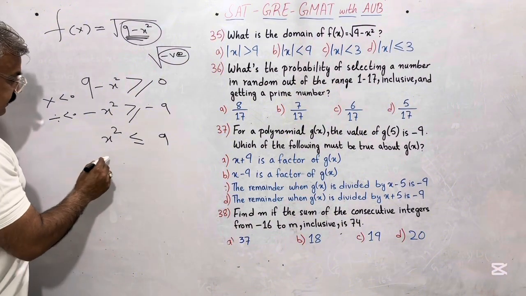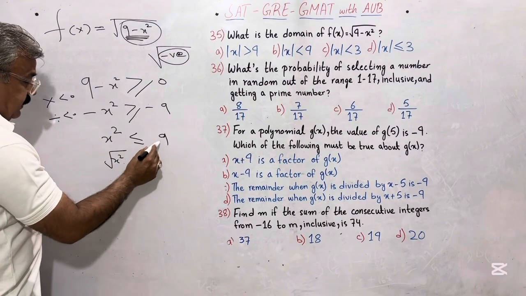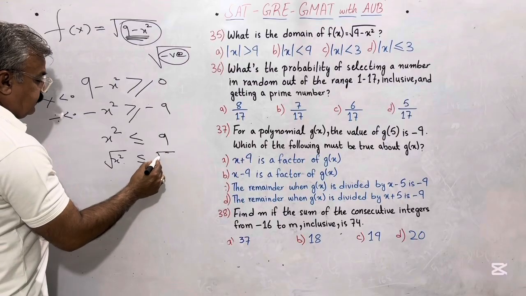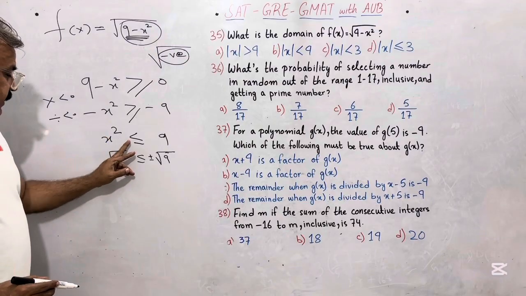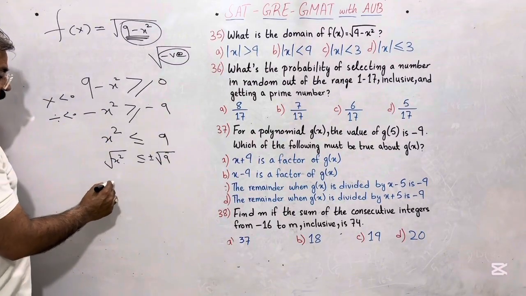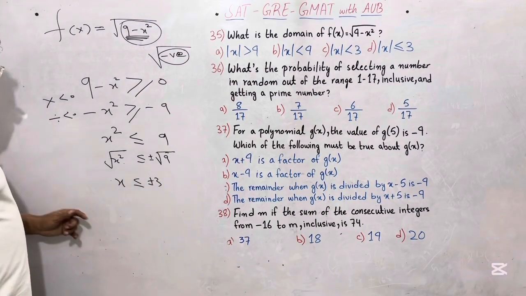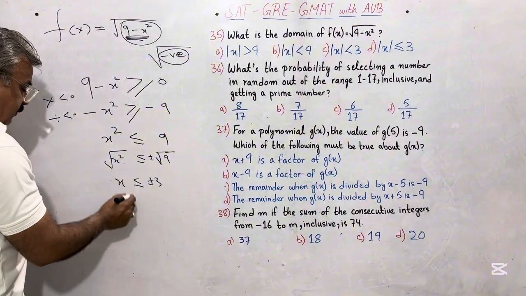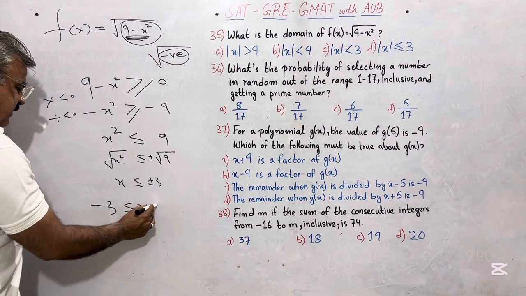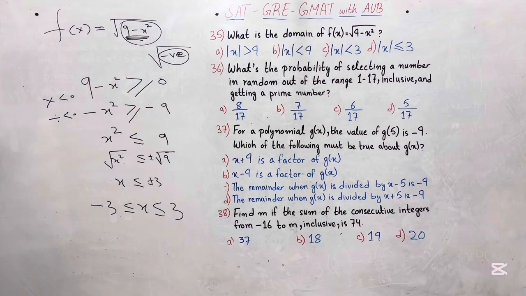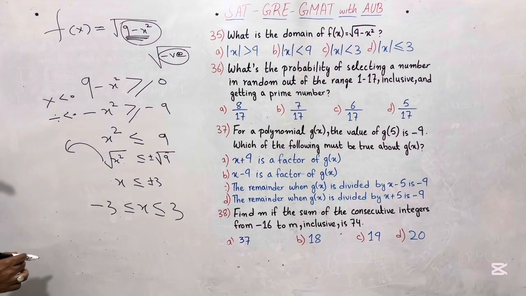Taking the square root, we have x square less than or equal to 9. To get rid of the square, taking the square root, we have x is less than or equal to positive negative 3, or this can be written as minus 3 is less than or equal to x, and x is less than or equal to 3. Or one approach is this. We can write this inequality in a swift fashion.